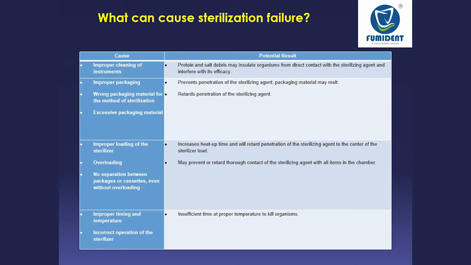Then again, improper packaging, which I have told earlier. Improper packaging material used for the instrument can hinder steam penetration, and if you have overpacked your pouches, again that will hinder steam penetration. Then improper loading of the autoclave with these packages, or overloading, or if there is no gap for steam penetration in between the packages, that can lead to sterilization failure. Then improper timing and temperature, then incorrect operation of the sterilizer. These can all be considered causes of sterilization failure.